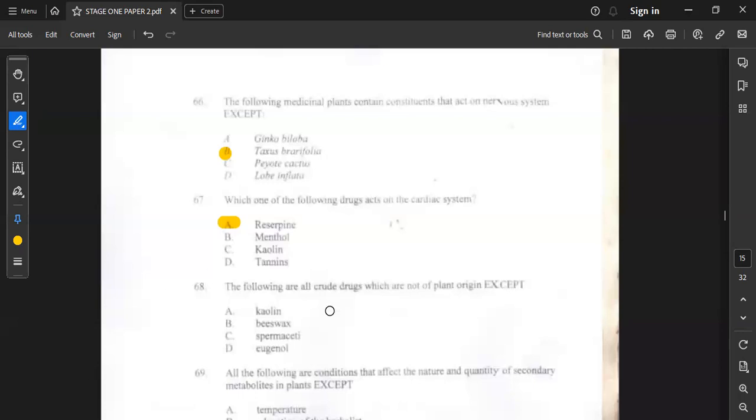That is good. We've seen Noor has written: menthol, kaolin, and tannin, they are not. Menthol is used in cooling and soothing, while kaolin and tannins are most commonly associated with GI and dermatological issues. Thank you. The following are all crude drugs which are not of plant origin except: kaolin, beeswax, eugenol, and spermaceti.